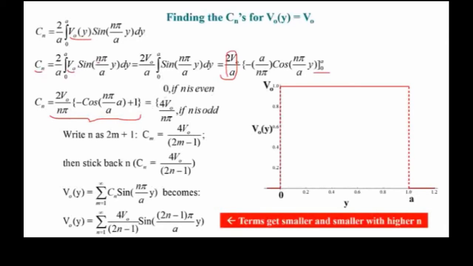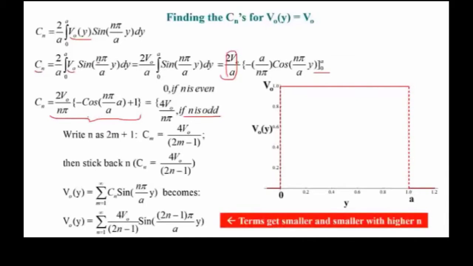Let me repeat. You don't have to do this. You could just use this as the coefficients. It will take care of itself, because as soon as you have n even, this becomes -1, and so you get 0. If n is odd, then this will be equal to +1, and so you'll get a 2. 2 times v0 over n pi is right here. So if n is odd, this is what it is. If it's even, you get 0.